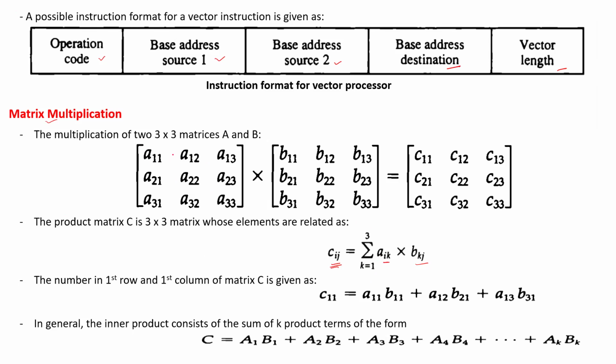So if you want to multiply, what will happen here? This row of the first matrix and the column of the second matrix will be multiplied together. A11 is multiplied with B11, A12 with B21, A13 with B31, and finally they are added together. That will be stored in C11. So this inner product, the sum over K, is represented here with the help of C.